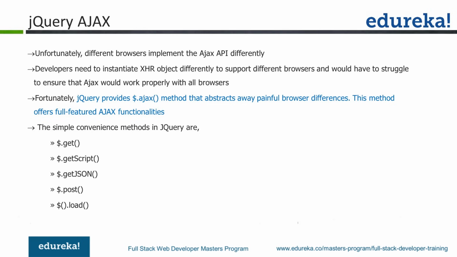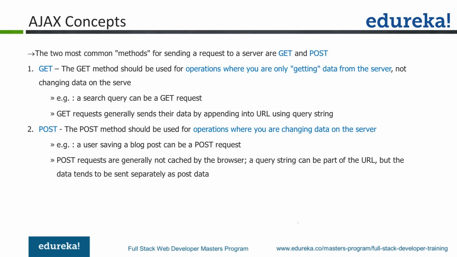And apart from $.ajax being a method, there are certain other methods available like $.get, $.script, $.getJSON, $.post, which are also available to you. Now, there are two most common methods for sending a request to a server. One of them is get. The get method is used for getting any data from the server.